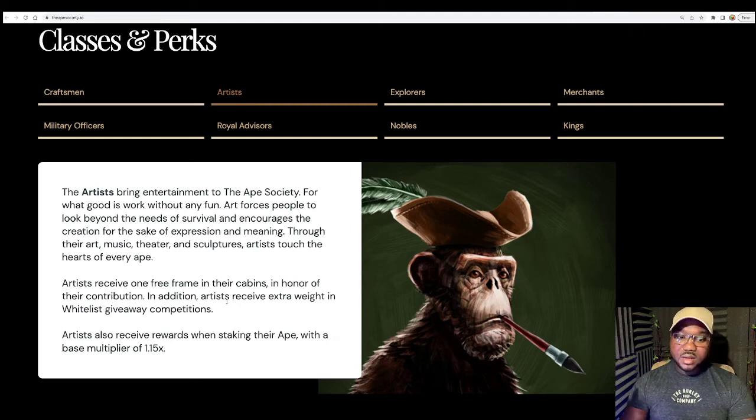In addition, artists receive extra weight in whitelist giveaway competitions, right? Artists also receive rewards when staking their apes with a base multiplier of 1.15. So if you looked at the craftsmen, they were 1 times. The artist is 1.15, right? And as you make your way up the classes, you're going to see that it keeps increasing in terms of the base multiplier.